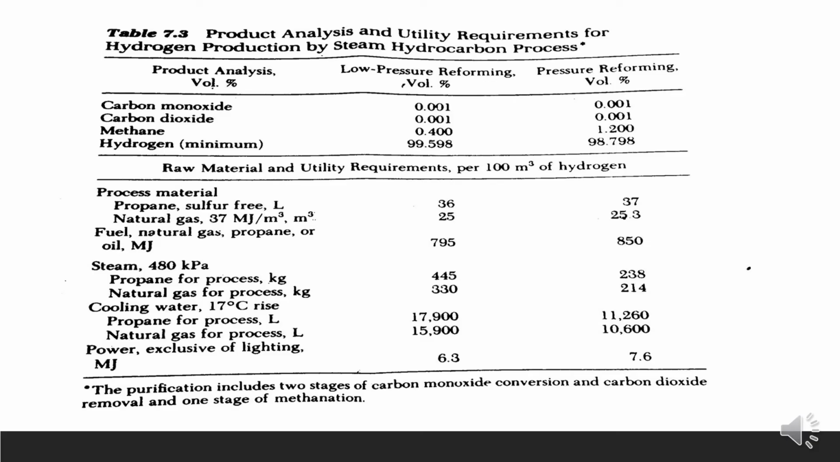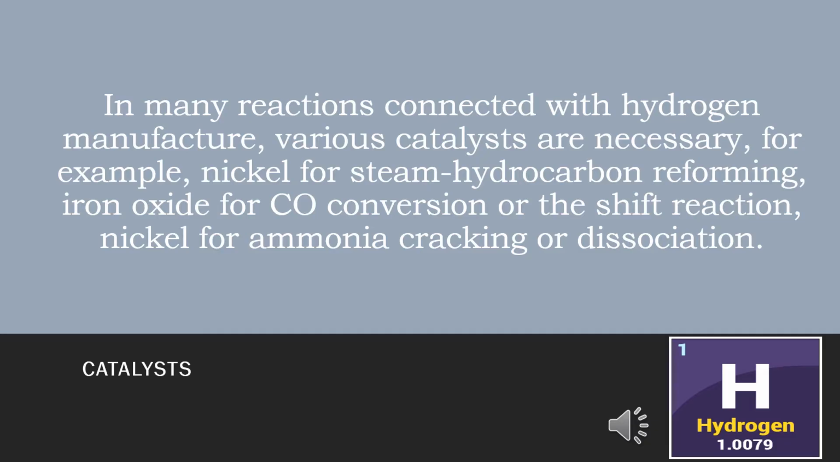So this is Table 7.3, the material requirements for the process using propane, as I have mentioned earlier. And for the catalysts, in many reactions connected with hydrogen manufacture, various catalysts are necessary. For example, we have here the nickel for steam hydrocarbon reforming, as I have mentioned earlier. Next one is the iron oxide for CO conversion or the shift reaction, and the nickel for ammonia cracking or dissociation.